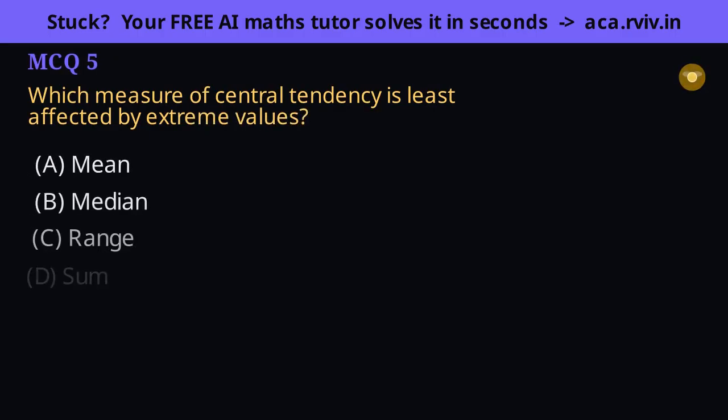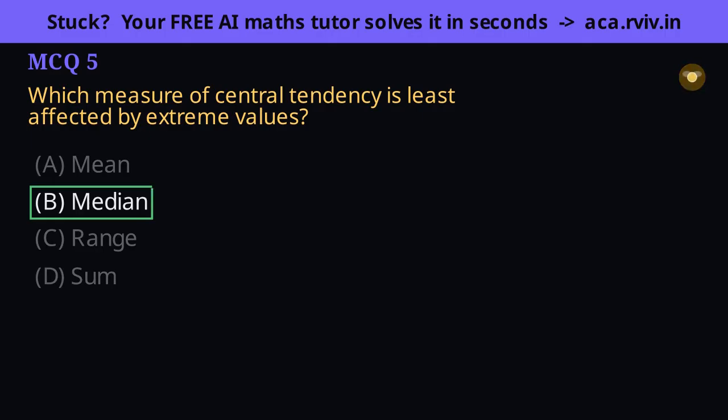Consider the four options. The median, option B, is the middle position, so it barely notices if one value is enormous. Swap the largest reading for a billion and the middle stays put. The mean, by contrast, is a balance point that every value tugs on, so one extreme reading drags it. That's why mean is the trap here. And range and sum are the worst affected, both are defined directly by the extreme values. Position beats magnitude for robustness.